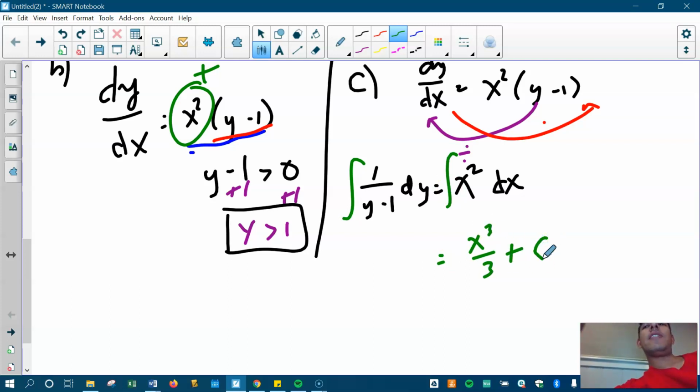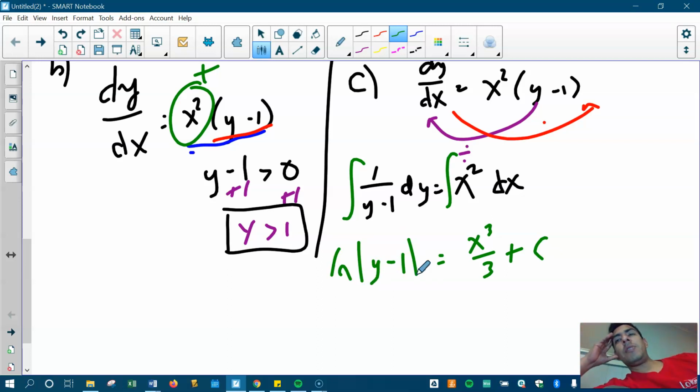On the other side, I'm going to leave it to you to try to figure this one out. So the natural log absolute value of y minus 1. I'm not going to do a u sub there because we technically don't need it. And I'll leave you to try to figure out why that is.